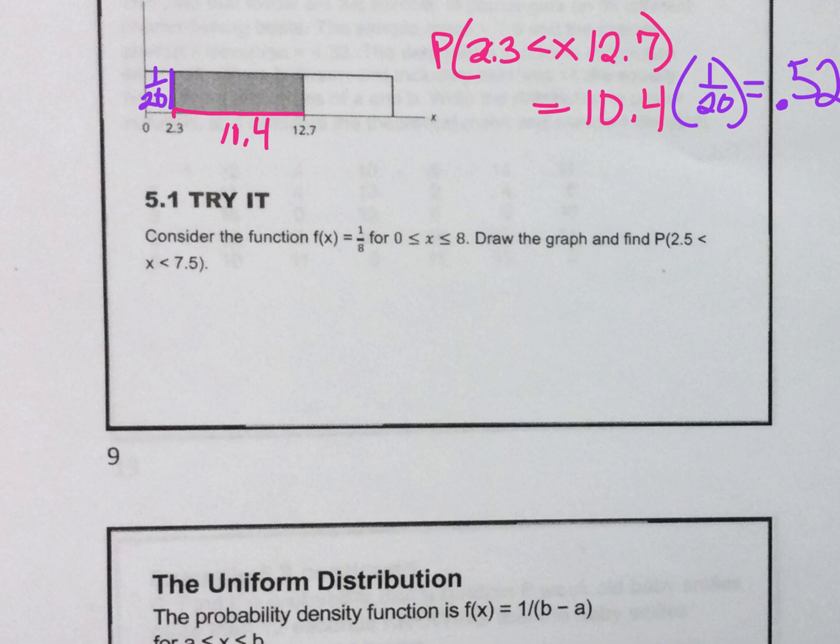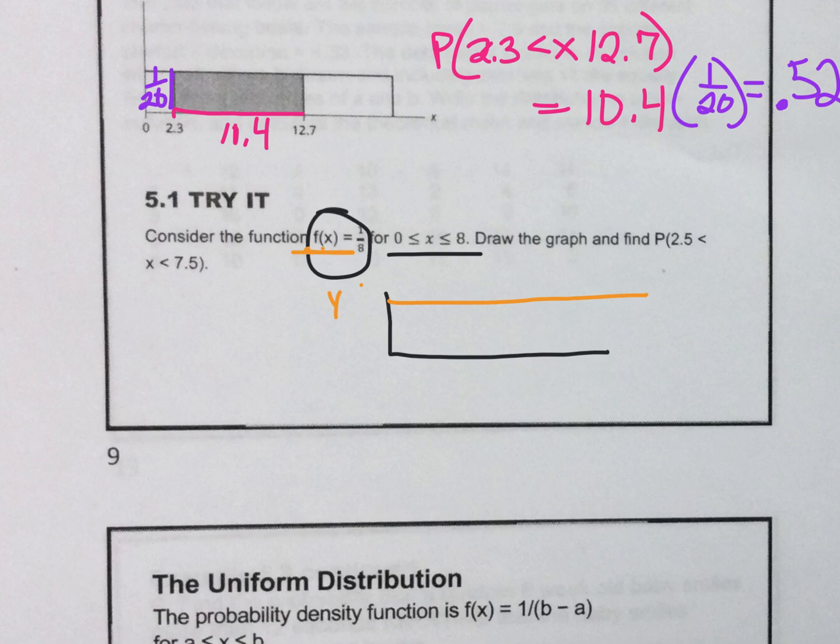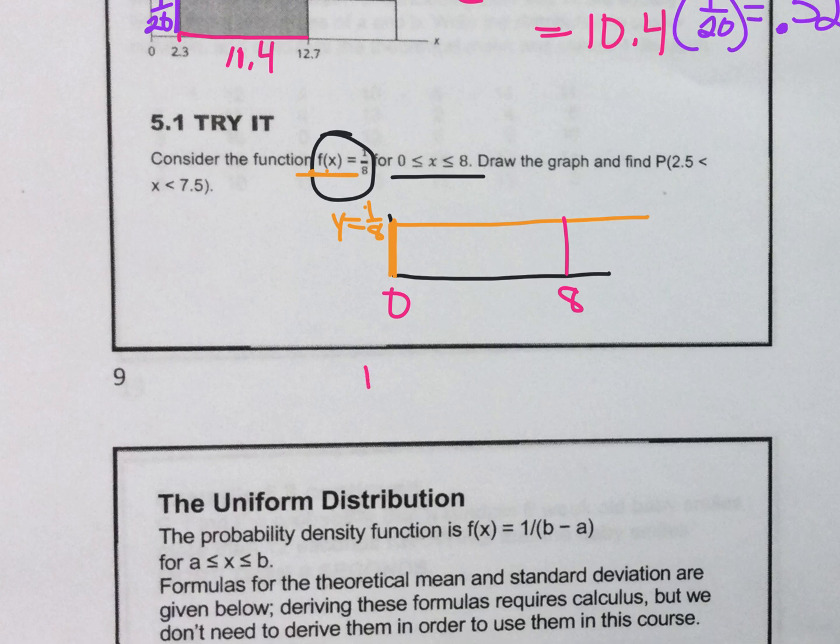Now it says consider the function f of x equals 1/8 for 0 to 8. Draw the graph. So if I draw the graph, my y line is here, y equals 1/8. So that's what this is. And then 0 to 8. So the probability that x is between 0 and 8.